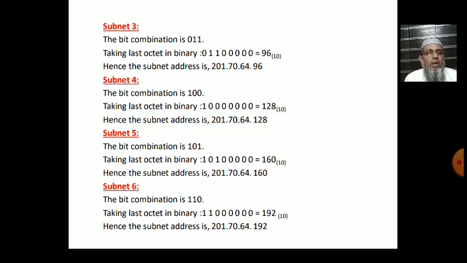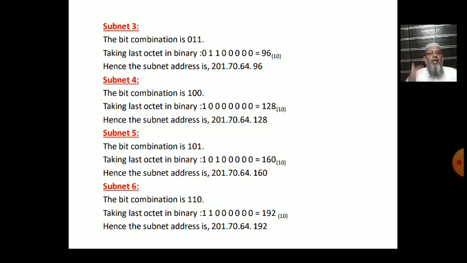Now subnet 4. The bit combination will be 100, because we have borrowed 3 bits. Taking the last octet in binary, 100 and 5 zeros, that's 128 in decimal. Hence the subnet address will be 201.70.64.128. Subnet 5, the bit combination will be 101, the 3 borrowed bits.